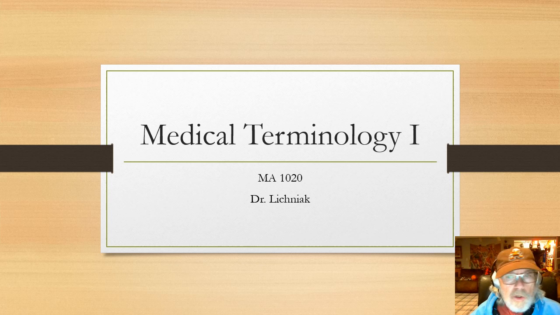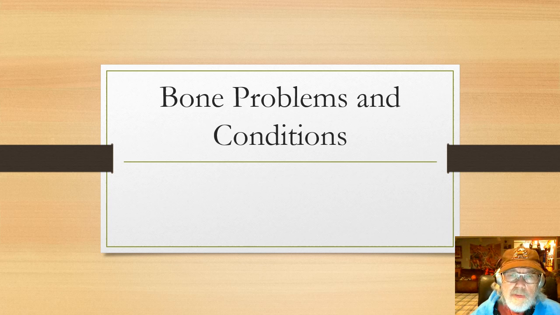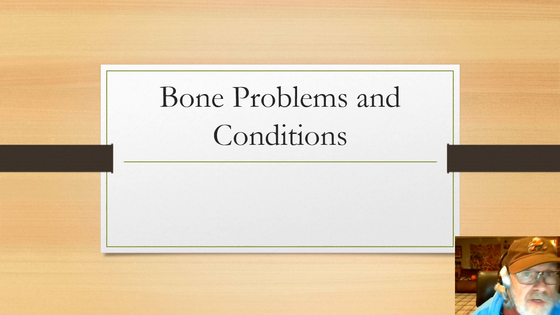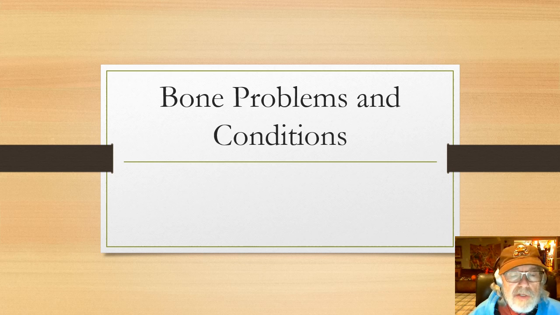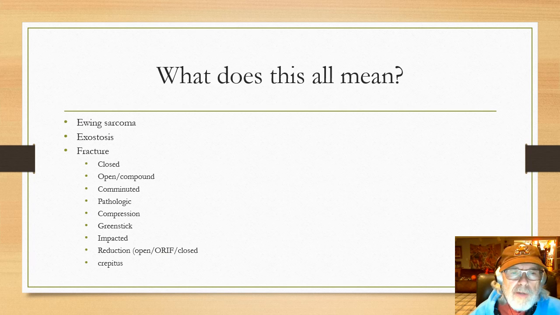Welcome back to Midterm 1, and today we're going to talk about some bone problems and conditions, give you a little idea about some things that may happen in bone. We've laid a groundwork in regard to vocabulary and word roots and prefixes and suffixes and lumps and bumps on bone and the configuration of bone. But let's talk about some conditions just for the fun of it, okay?